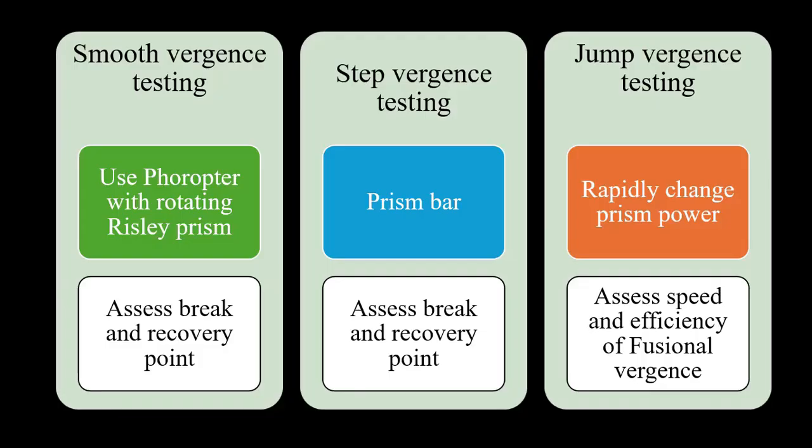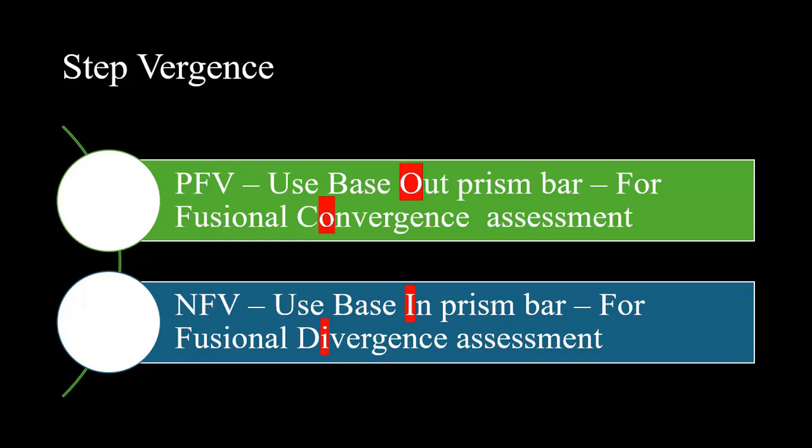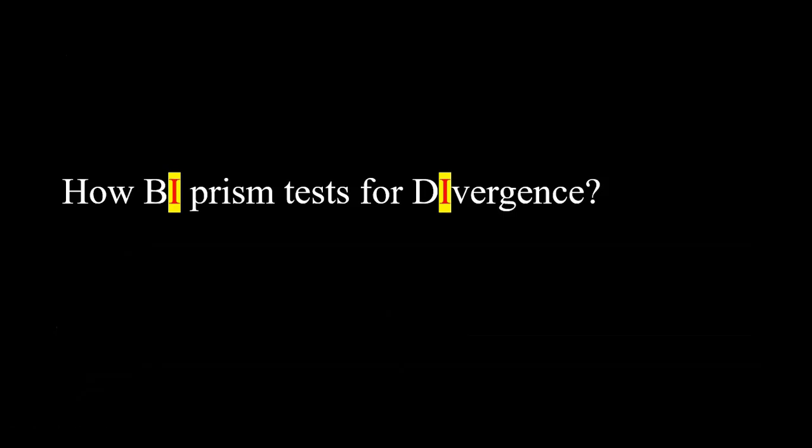There are 3 types to test the vergence: smooth vergence by using a phoropter, step vergence testing using a prism bar, which we mostly use, and jump vergence testing, which is rapidly changing the prism power. For positive fusional vergence, we are going to test the fusional convergence. We have to use base out prisms for it. We can remember that the second letter of the word convergence will be the same as that of the prism that we are going to use. Similarly, for negative fusional vergence or the fusional divergence, it is the base in prism that we have to use, the prism bar. So how do base in prisms test for divergence?